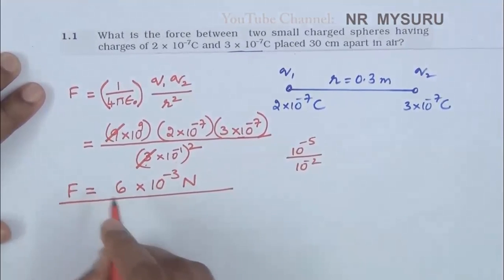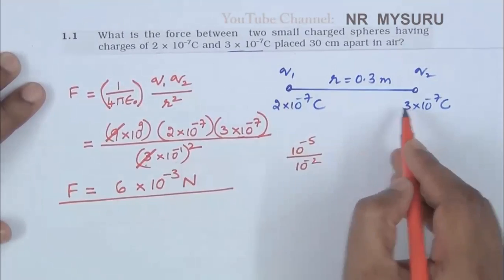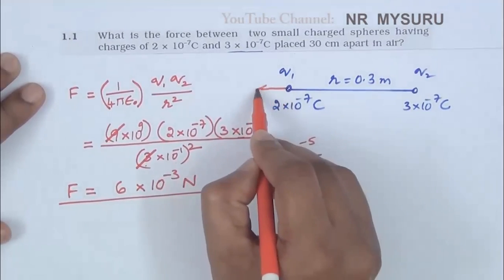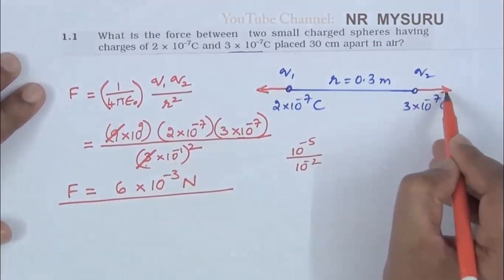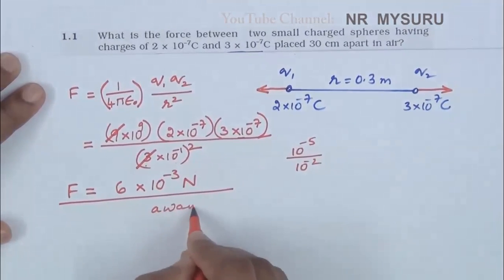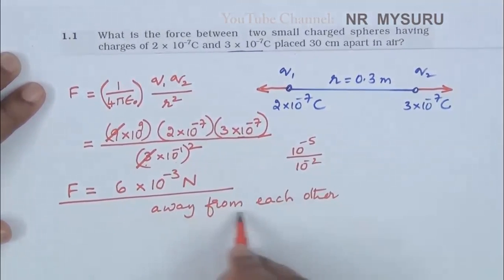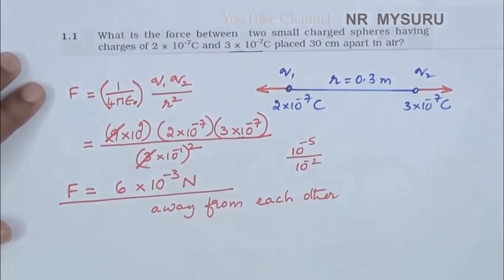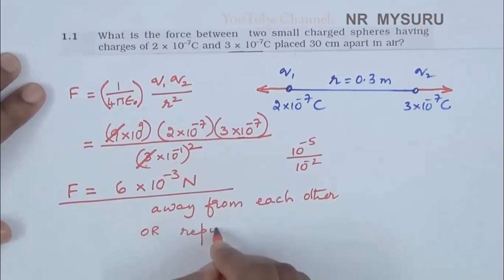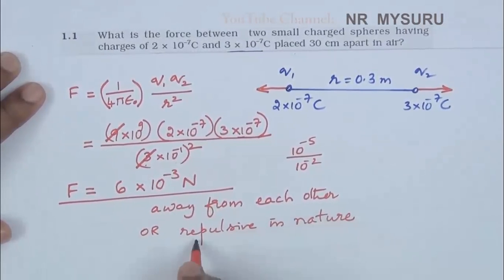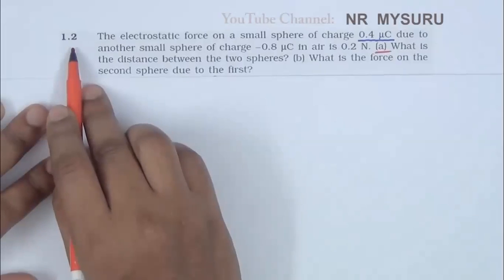This is the force. Since these two are positive charges, there is a repulsion between the charges, so the direction is away from each other. Repulsive in nature. Second problem.